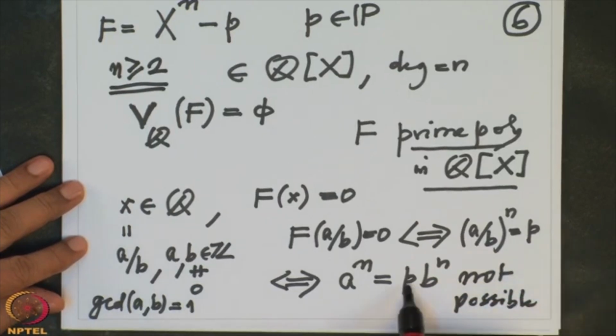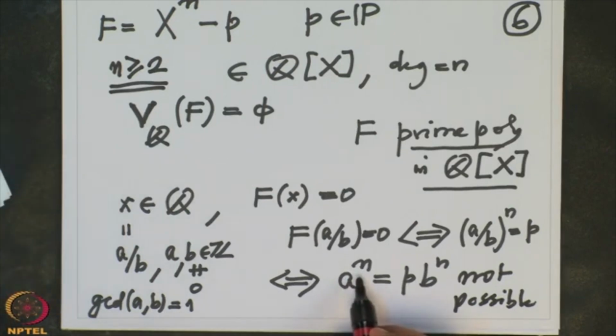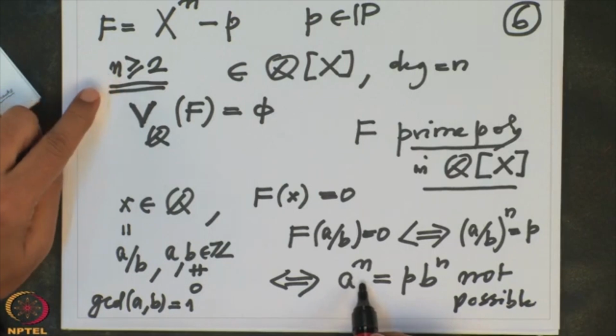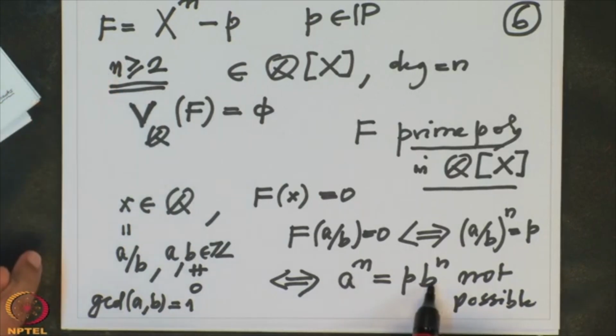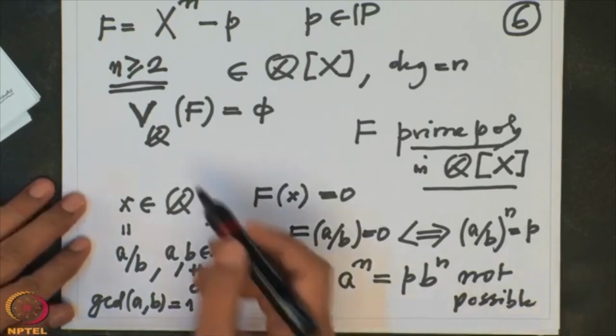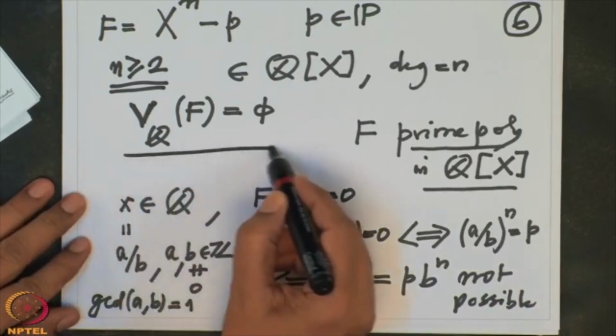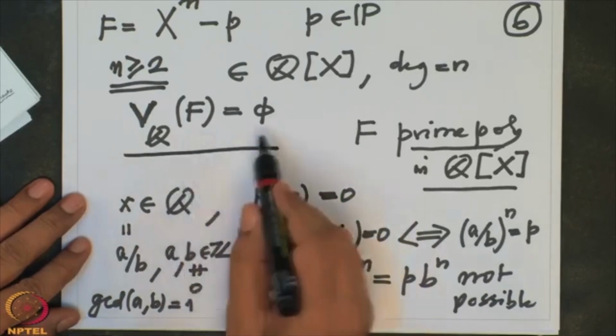Clear, no? Because if p divides a to the power n, then p divides a, then the left hand side will be divisible by p to the power n, but then you cancel one p, but p to the power n minus 1 still divides the left hand side, which is at least 1. So p will divide b to the power n, and therefore p will divide b, and therefore GCD cannot be 1. So altogether we have checked that V Q F is an empty set. So there is no 0.